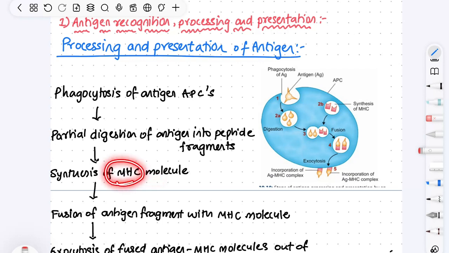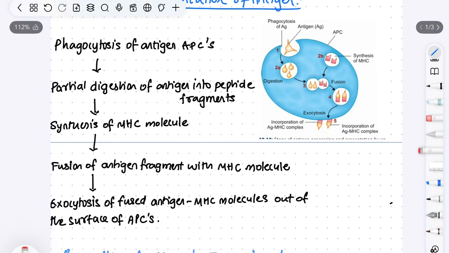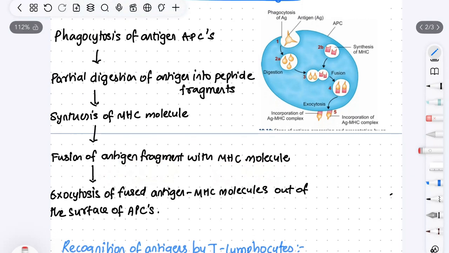We have discussed MHCs in detail in the previous video. If you have not watched it, I'll provide the link in the description. Please go and check it out. So synthesis of the MHC molecule takes place in the antigen presenting cells. Then after the synthesis, there is fusion of the antigen fragment with this MHC molecule. After the fusion, there will be exocytosis of this complex, the antigen and MHC complex, onto the surface of antigen presenting cells.